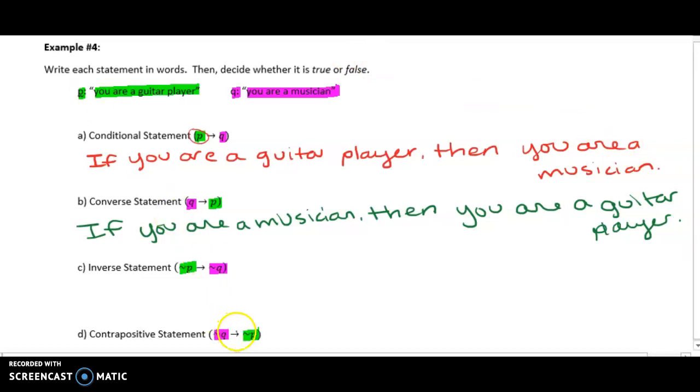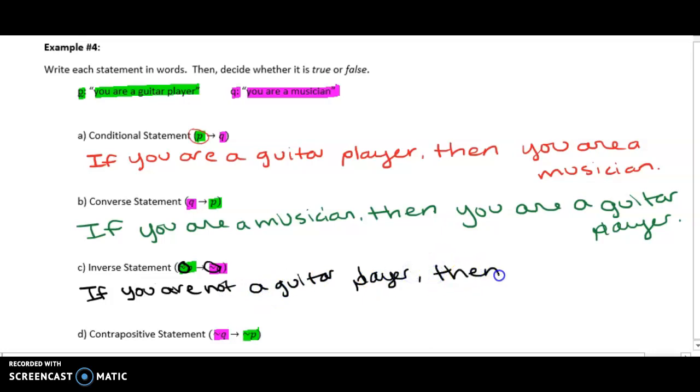All right, let's look at part C, the inverse. Now notice integrating these not P and not Q. Okay, so if my P is you are a guitar player, my not P would be if you are not a guitar player, comma, then, well, not Q is you are not a musician.